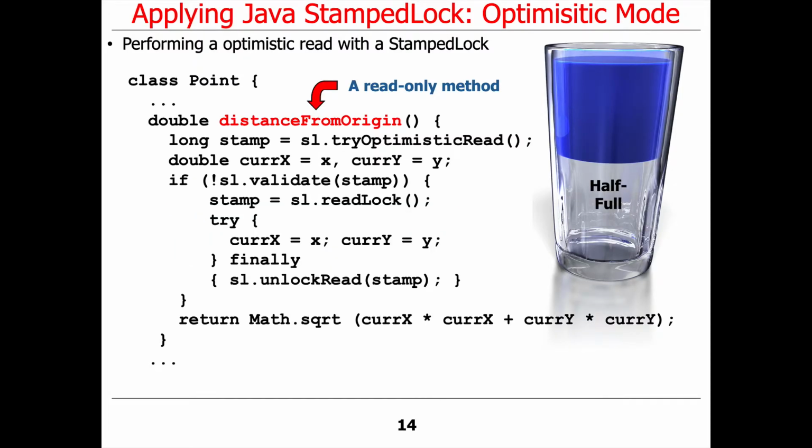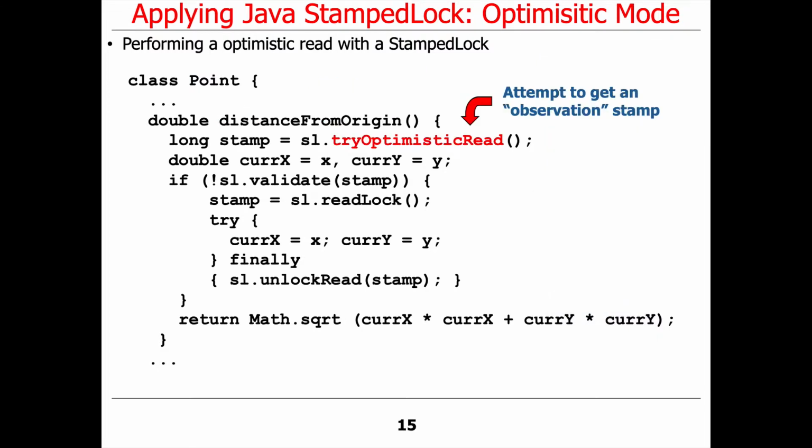This method is called distanceFromOrigin, and we'll use it to illustrate how to perform an optimistic read with a StampedLock. This method will only be checking to see what the distance from the origin is and returning a value. It won't be updating the state of the Point object at all. The first thing we do is attempt to get a so-called observation stamp by calling the tryOptimisticRead method on the StampedLock field.